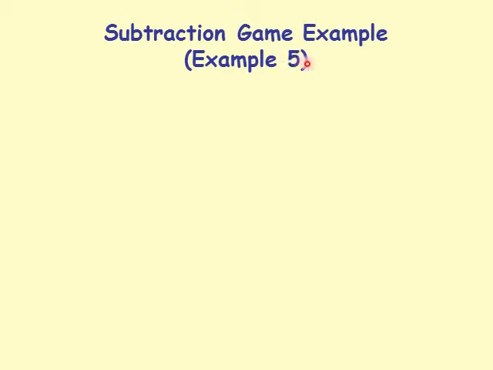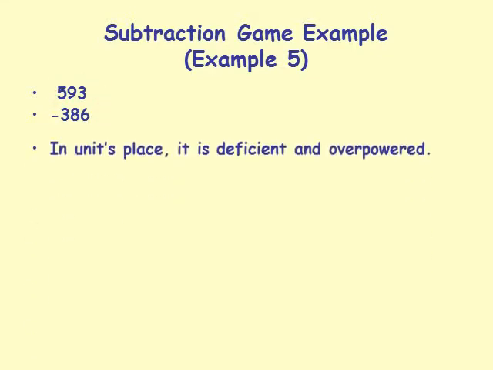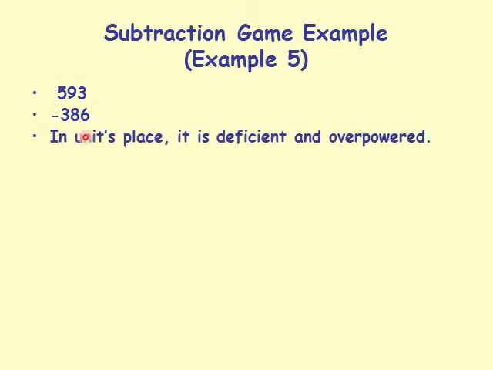Let's look at another example here. This time the example is 593 minus 386. Now we are going to look at a matchup at the units place. Our player is 3, and the competing player is 6. So 3 is in tough shape here. It breaks rule number 1. Our rule number 1 says subtract a smaller number from the larger number. At least in the units place, that rule doesn't hold.